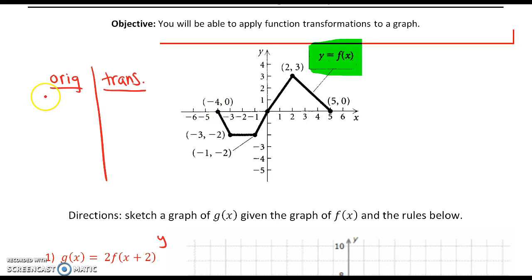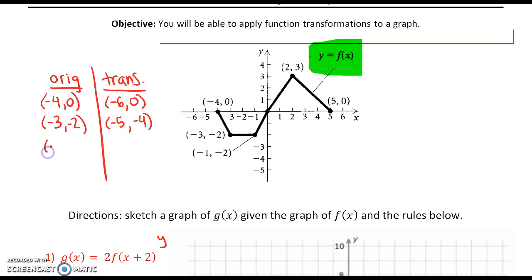So I will transform the original point -4, 0, for example. That's this one right here. Now I'm going to subtract 2 from the x, so the x will become -6, and I'm going to multiply the y by 2. Now y is 0, and 0 times anything is still 0. I'm going to do this for each point on the graph. So now -3, -2. I'm going to subtract 2 from the x, so it'll be -5, and I'm going to multiply the y by 2, so this would now be -4.